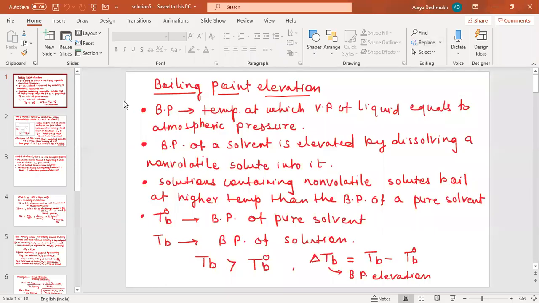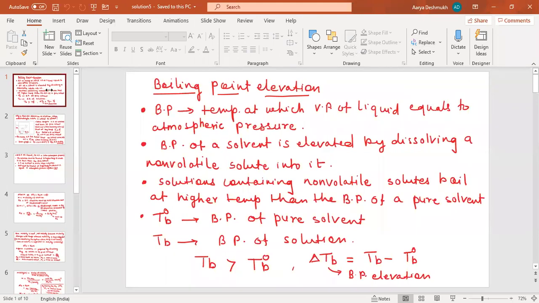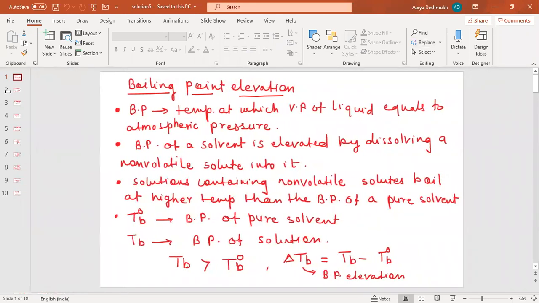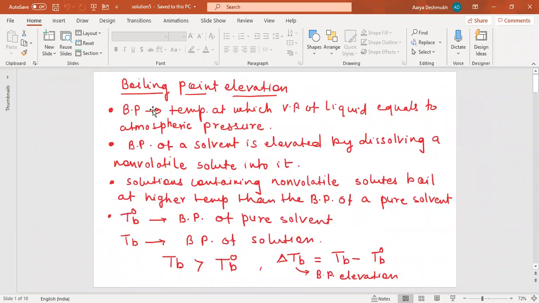Hello everyone. So let us start with the next colligative property, that is what we call boiling point elevation. First, before proceeding to the boiling point elevation, we must know what boiling point is. This is the temperature at which the vapor pressure of a liquid equals the atmospheric pressure.